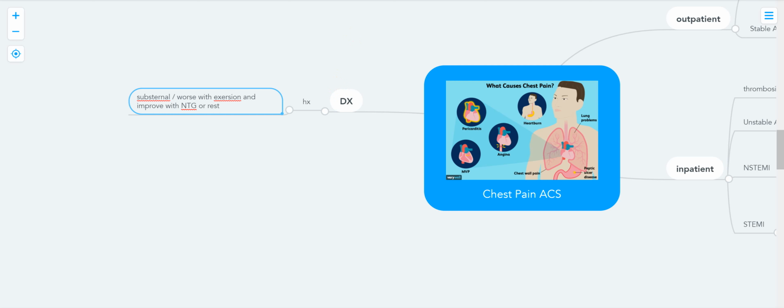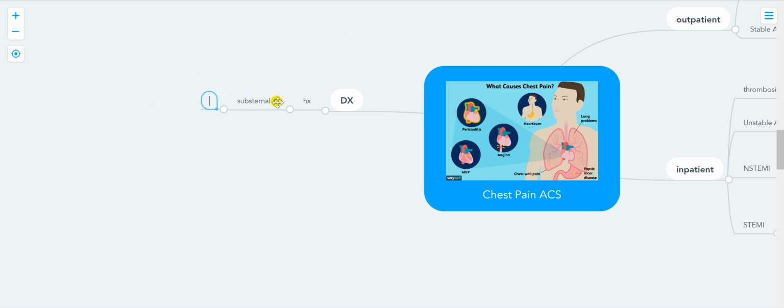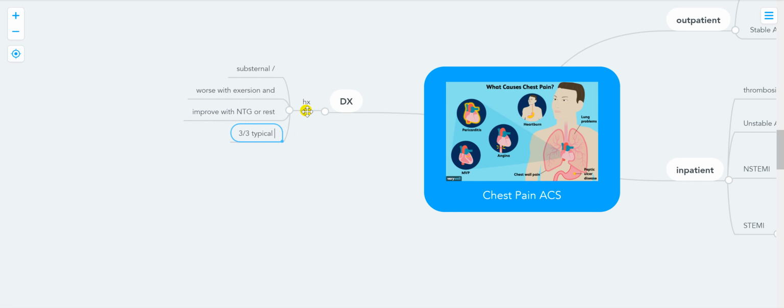So these are the three things. Let's break them down into three sections. We can break angina pain into typical angina pain and atypical angina pain. The first one is substernal. The second one is worse with exertion. The third one is relieved by nitroglycerin or rest. If they have all 3 out of 3, this is typical angina. If they have just 2 out of 3, this is atypical.